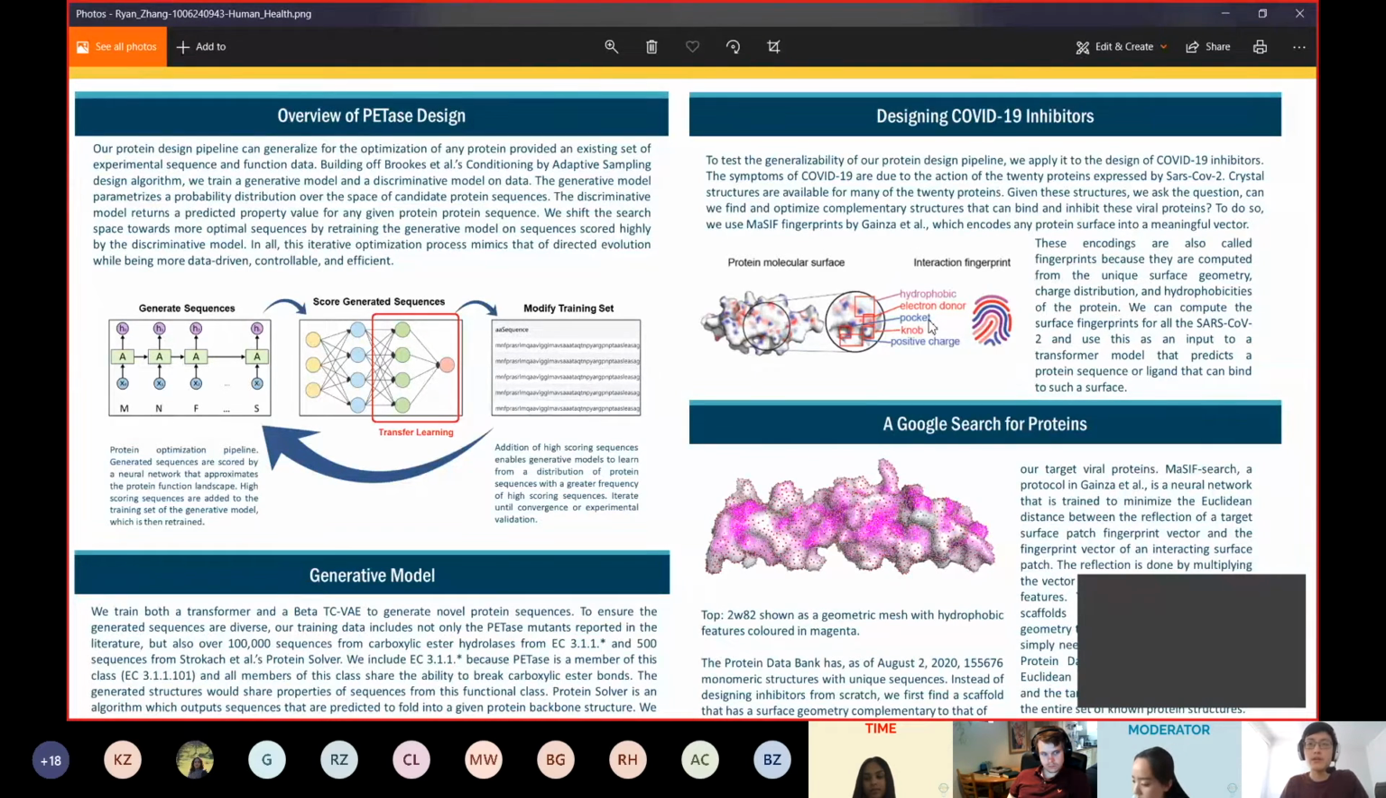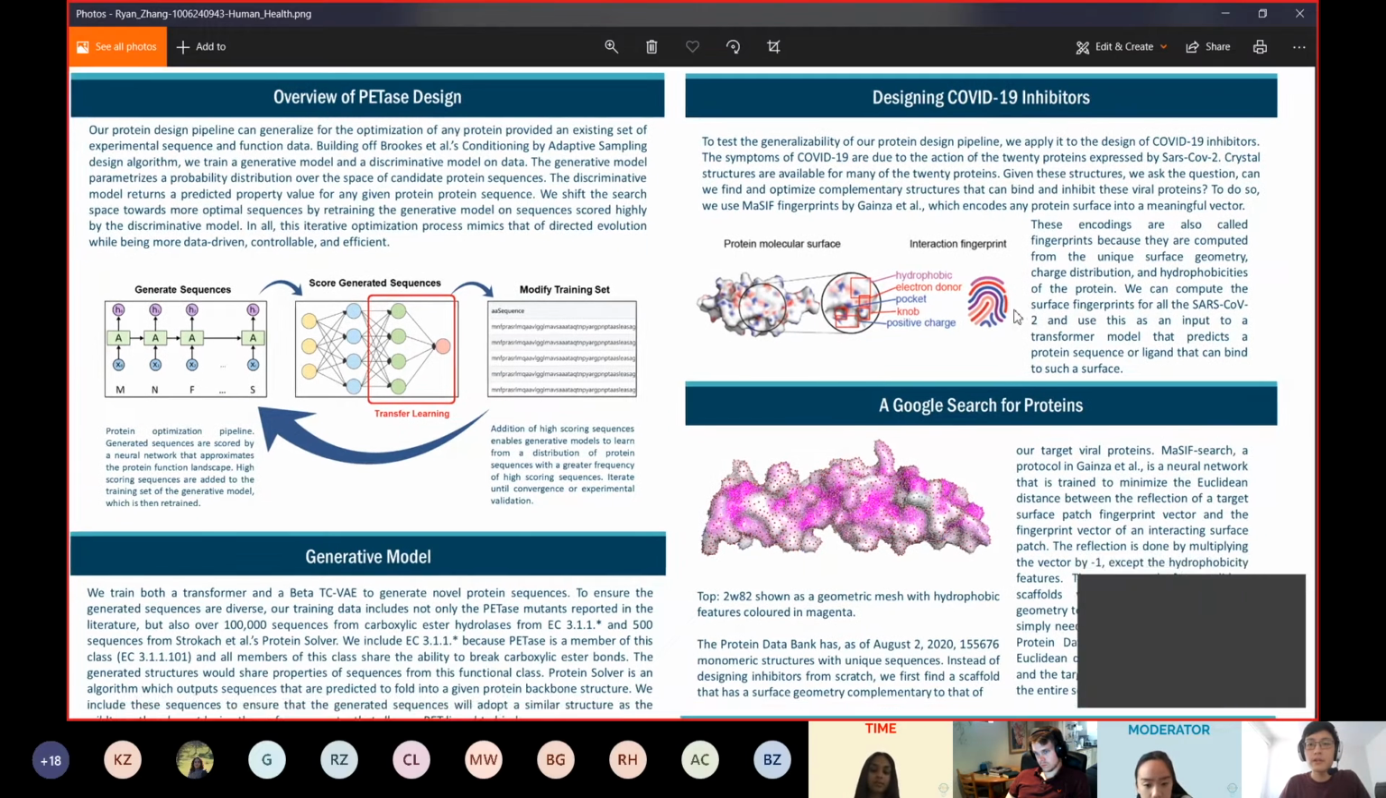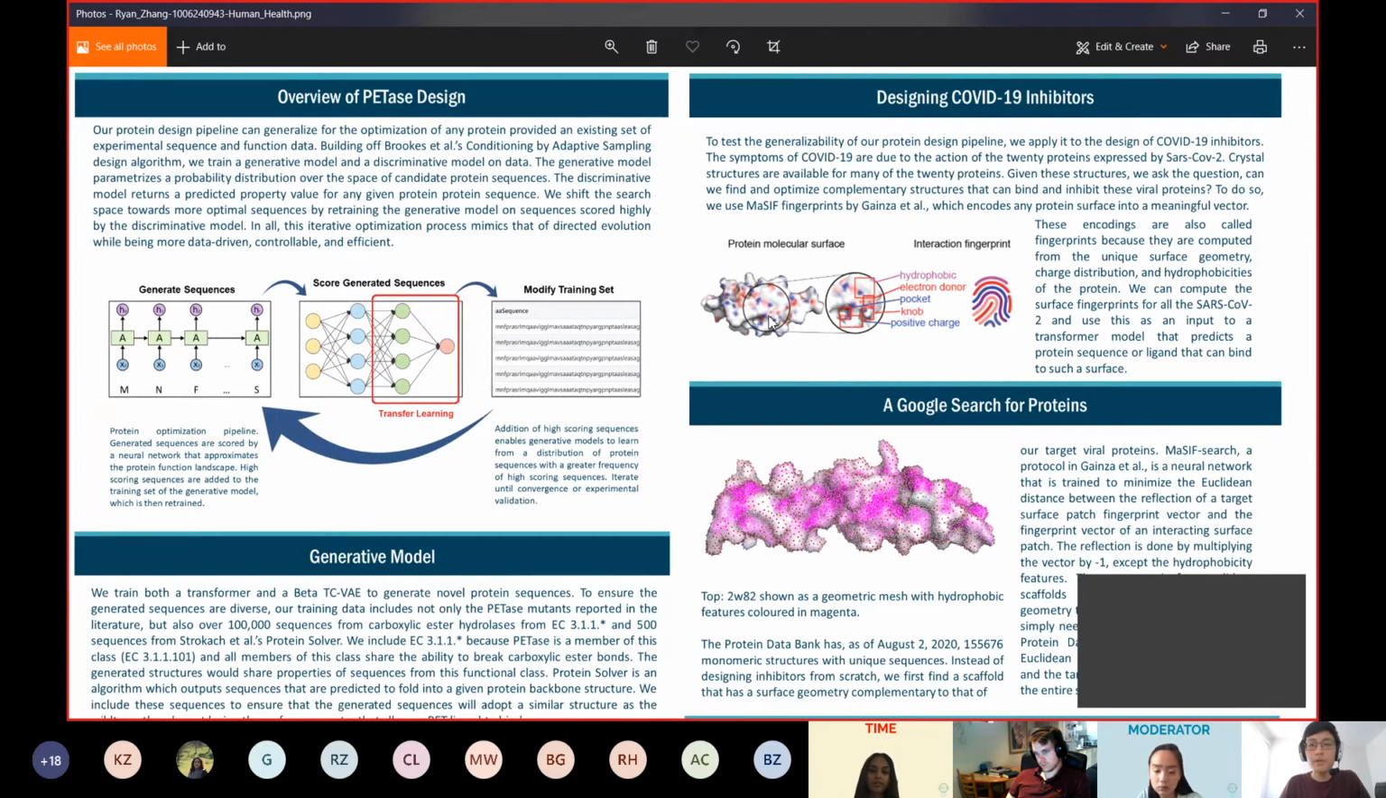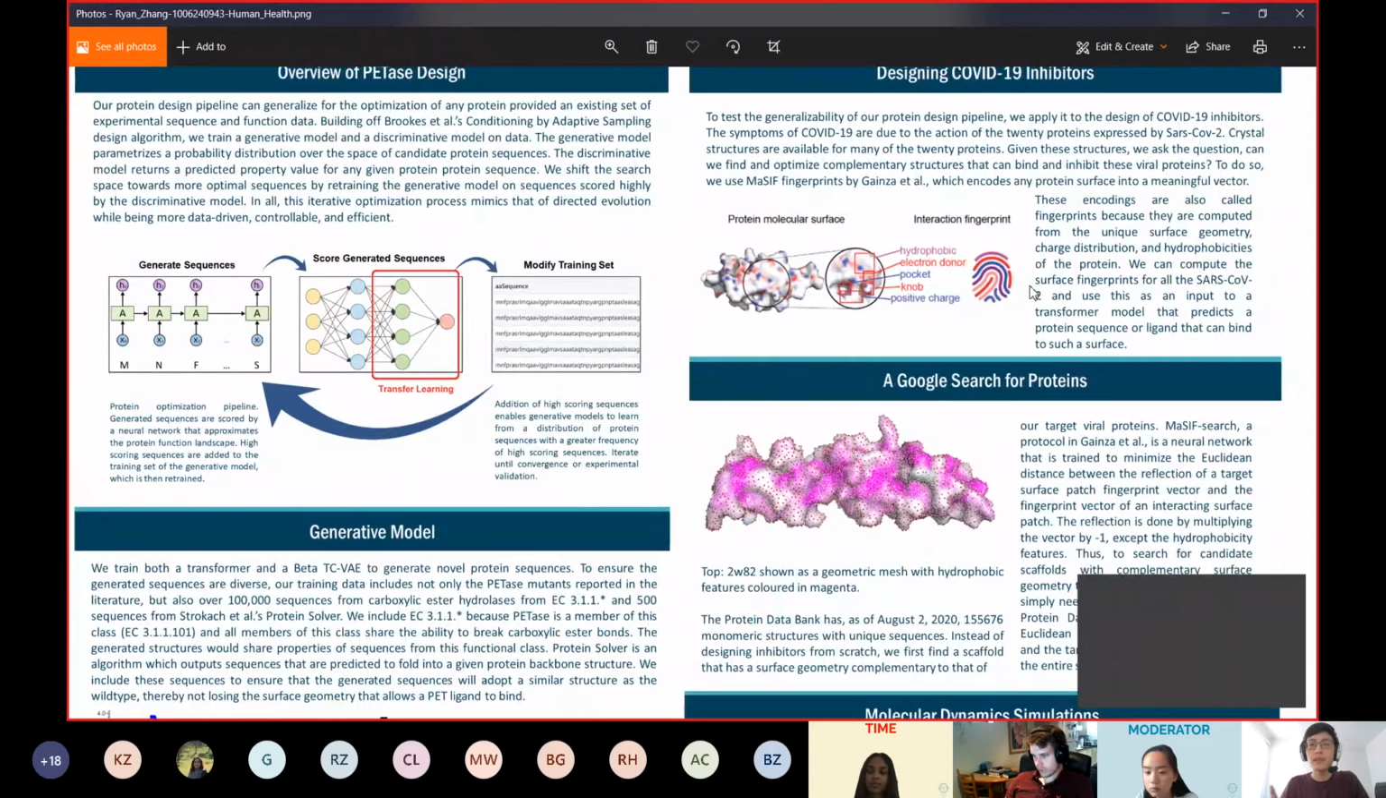geometric data, the surface geometric data, right? And then what we do here is we pass basically a patch over the protein, and we generate a single vector from that patch. Each of these fingerprint vectors encodes the information from that patch. So what we can do here is take our inhibitor, take our COVID-19 protein, and generate a fingerprint vector for the patch where the protein could bond, a potential interaction site with other proteins, right?